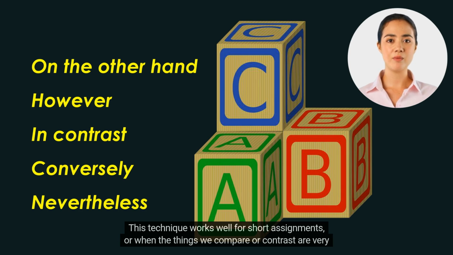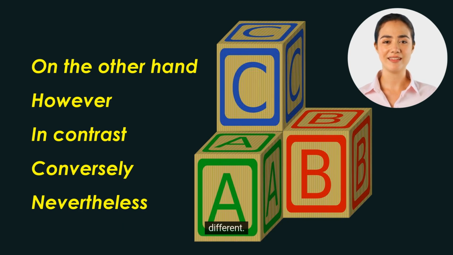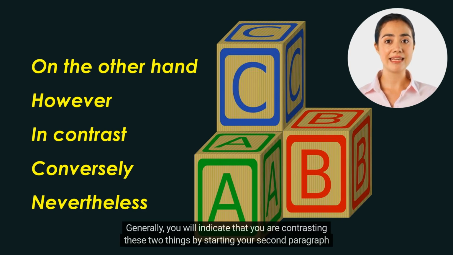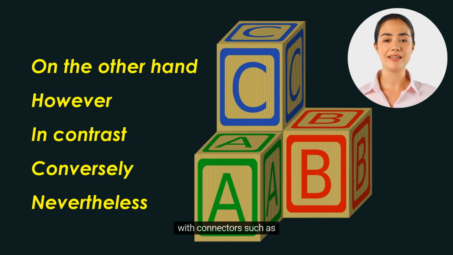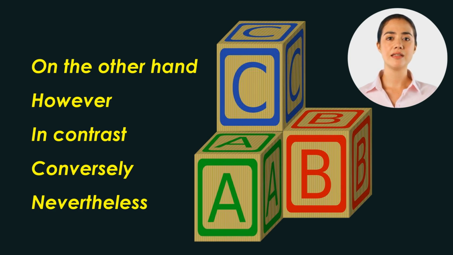This technique works well for short assignments, or when the things we compare or contrast are very different. Generally, you will indicate that you are contrasting these two things by starting your second paragraph with connectors such as on the other hand, however, in contrast, conversely, and nevertheless.